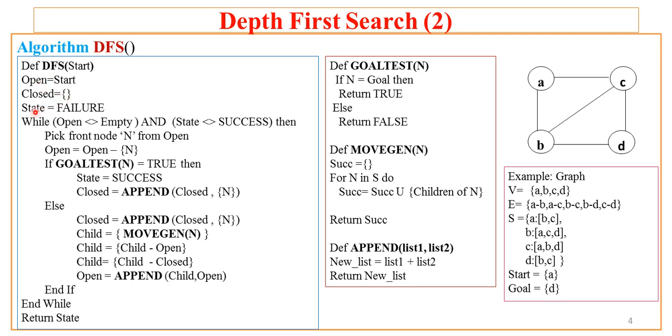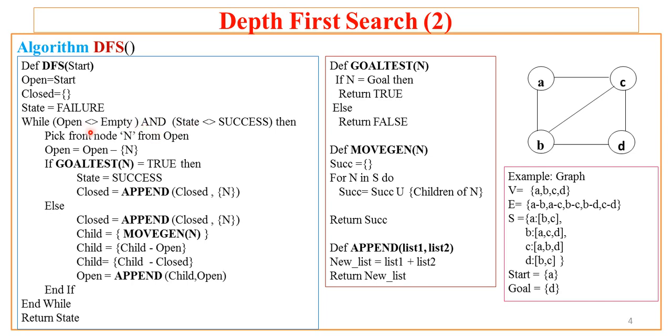Now here we use one variable called state, which tells us that initially we are starting with the assumption that we have not yet found the goal. That means our state is failure. Okay. Now there is a while loop which iterates either if the open list is empty or you have got the goal node.